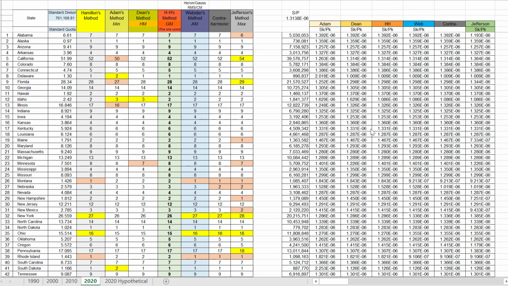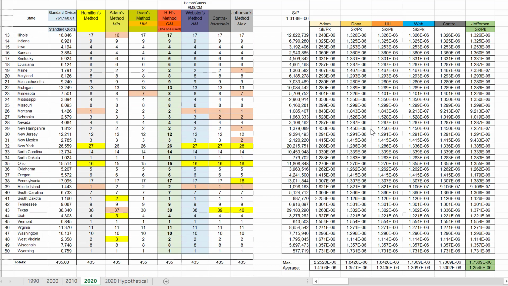Jefferson's method is guaranteed to minimize that. So if I take these reciprocals, we're dealing with scientific notation, but the smallest number is given by Jefferson's method for the maximum and for the average.